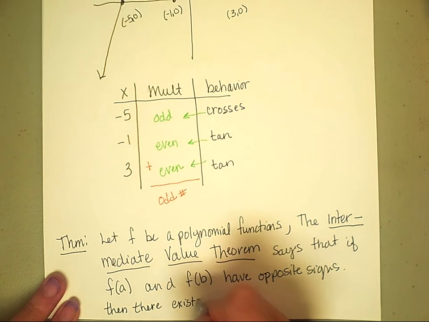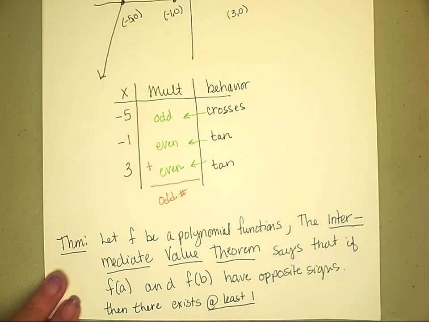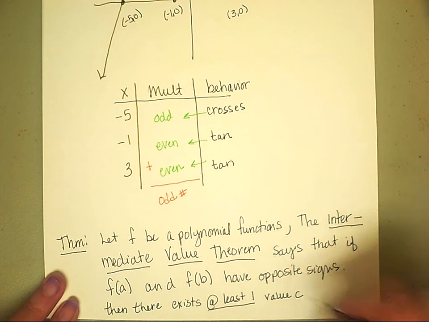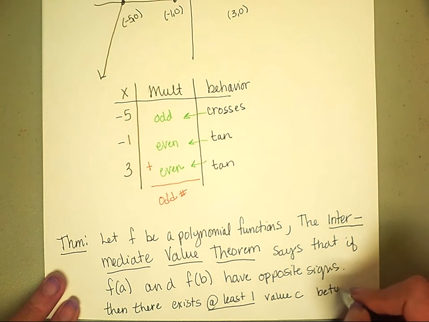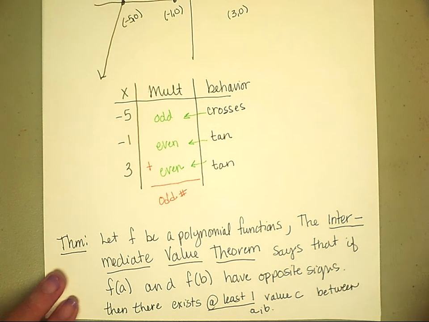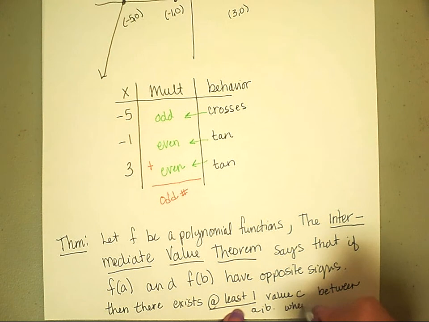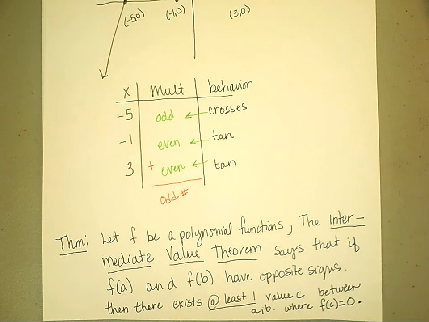there exists at least one, could be more, one value C that's between A and B. Okay. That is where the function was evaluated at one sign and where the function was evaluated at the opposite sign. Where if you take the function and evaluate it at C, it has to equal 0.